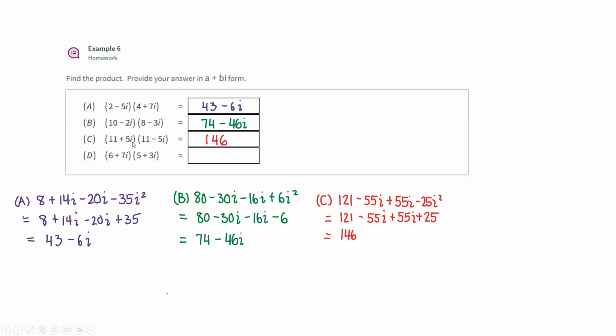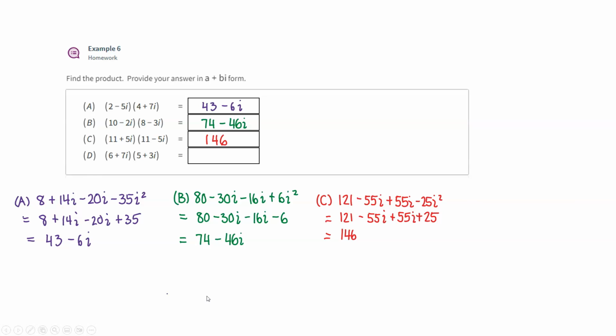Anytime you multiply conjugates together, which are the same two real and imaginary parts, except you have a plus in the one and a minus in the other, you're going to end up with a real number as a result. And real numbers are a part of the complex numbers, so this is still keeping this as a closed system.